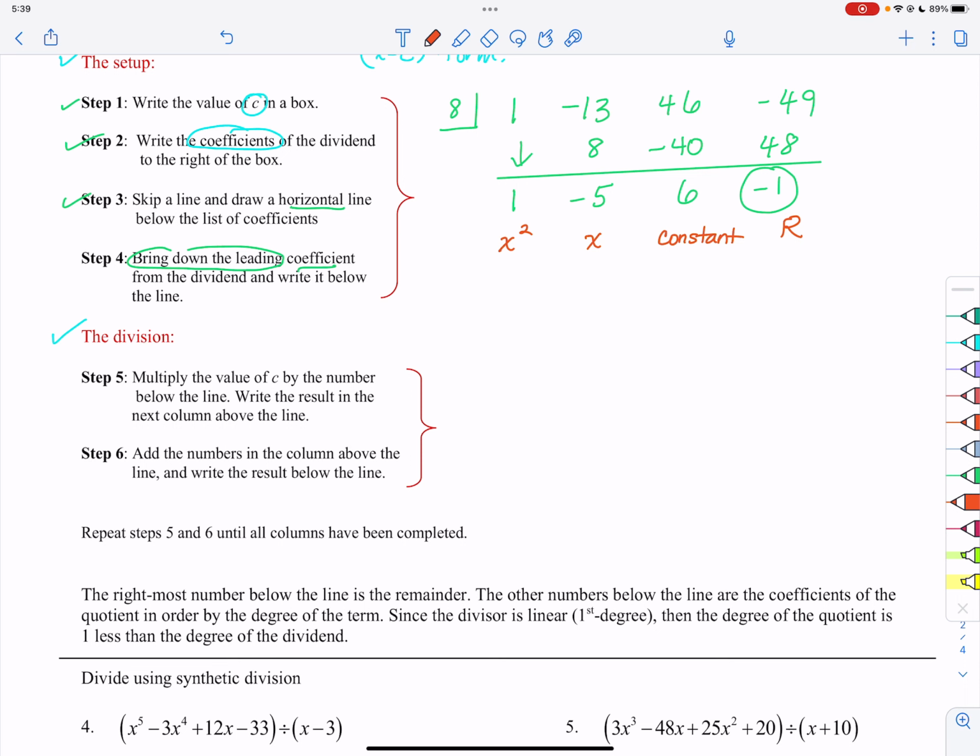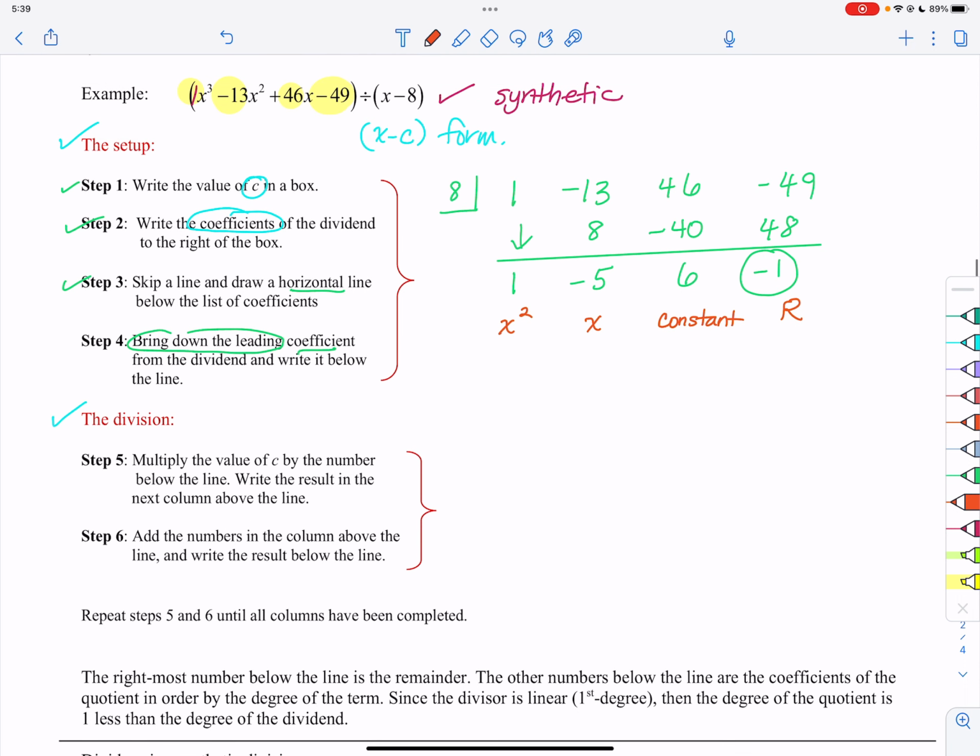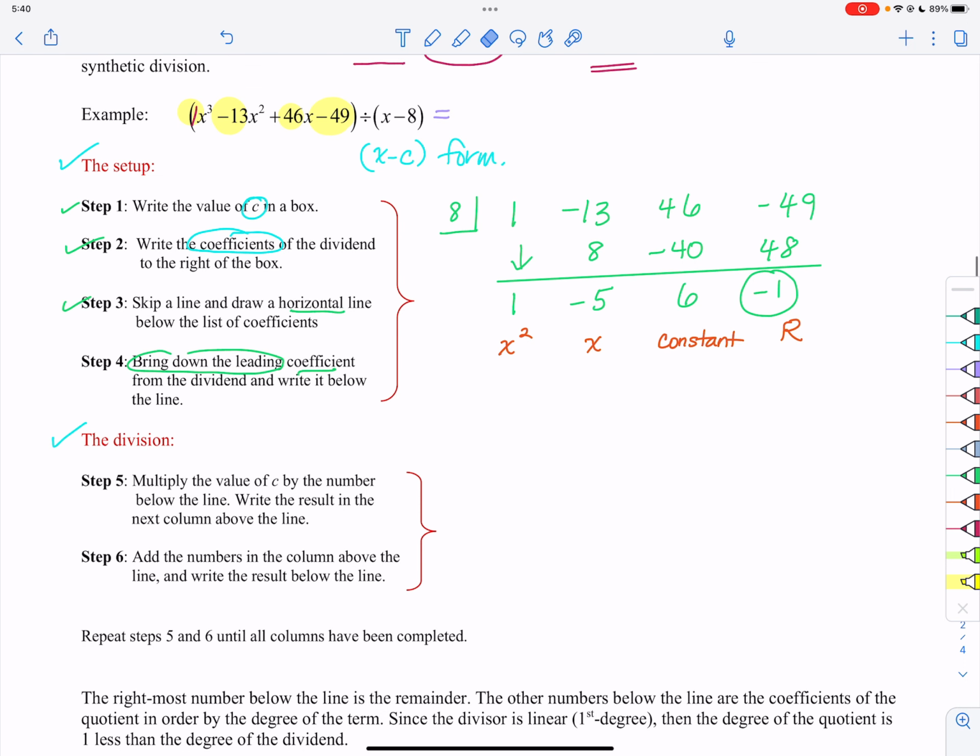So this leads us to easily saying that this division is actually equal to, and I can move this over, that this is equal to x squared minus 5x plus 6 minus 1 over x minus 8.